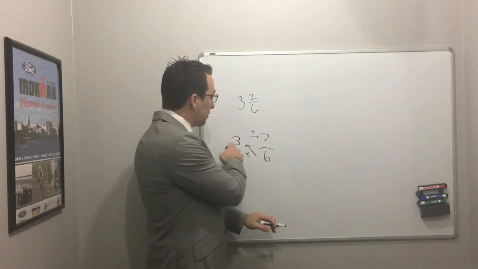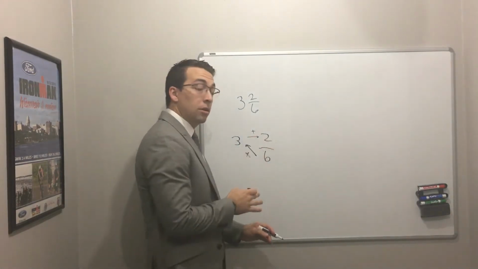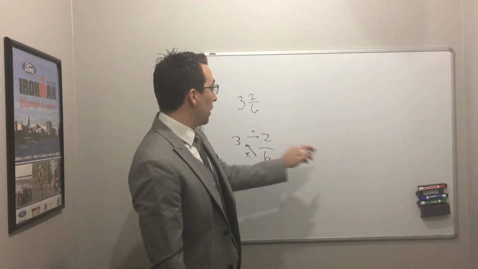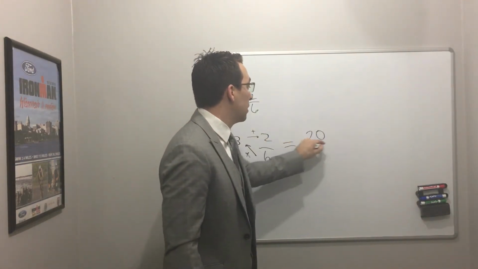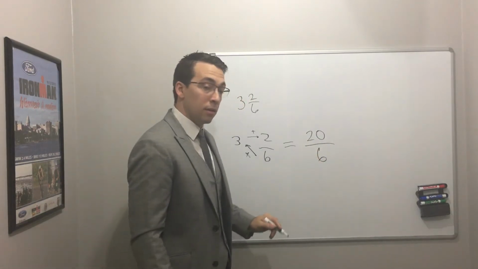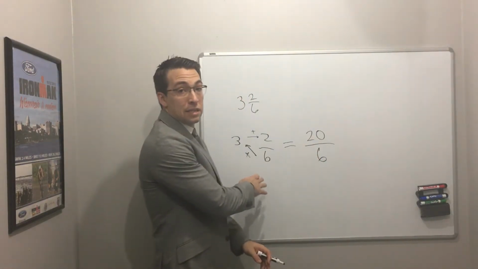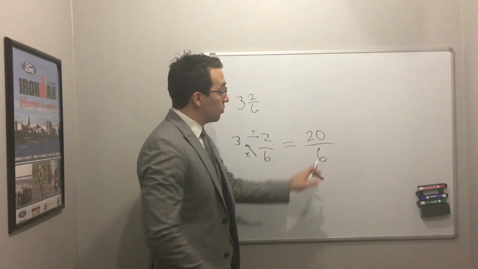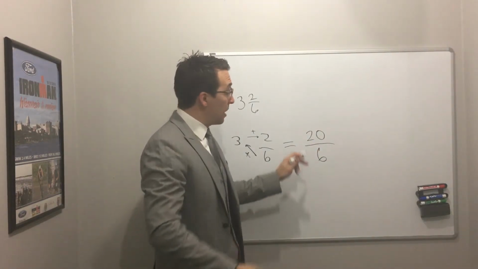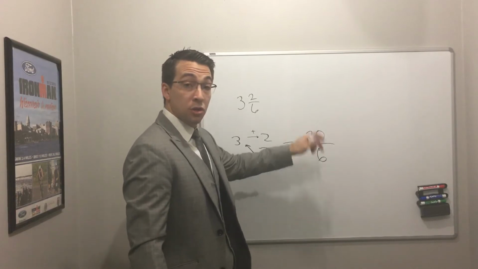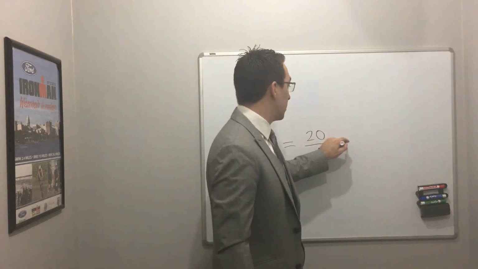What does that look like? 6 times 3 is 18. Plus 2 is 20. Okay? So that equals 20 over 6. My denominator has to stay the same. Okay? So 20 over 6. And you want to know how we get that back from an improper fraction to a mixed number? Check this out.